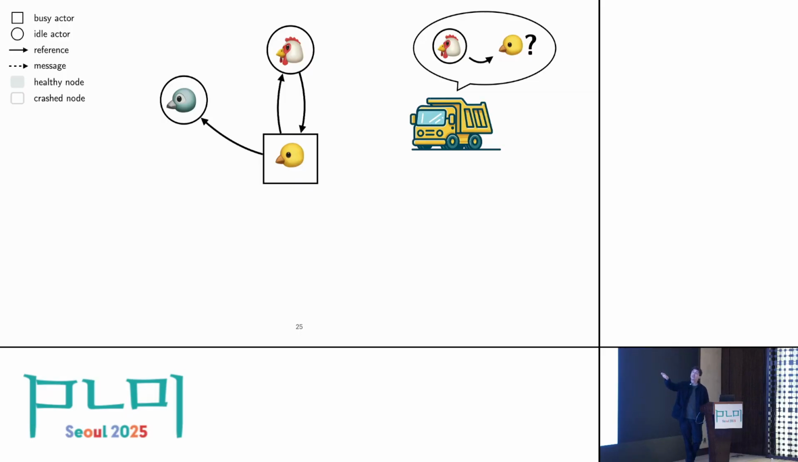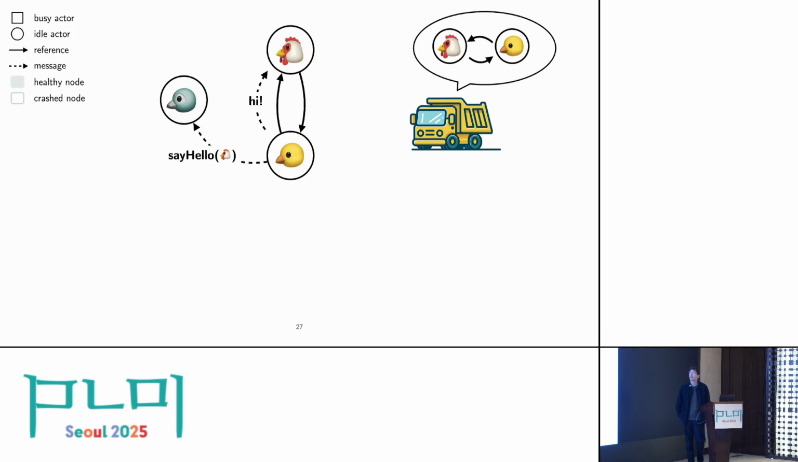So now imagine that the yellow bird, what's it going to do? It's currently executing. It might send a message. It might forget that reference, send another message, and go idle. And now it sends a message over to the garbage collector. And it says, I'm idle. I have a reference to the chicken. And now the garbage collector has this view of the world.